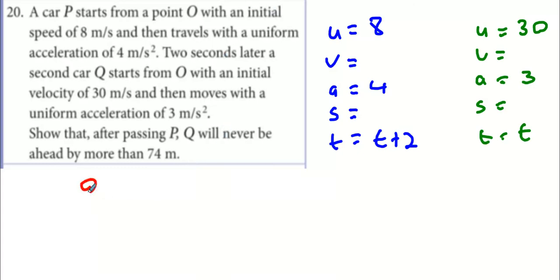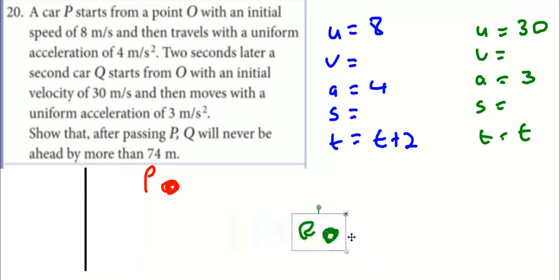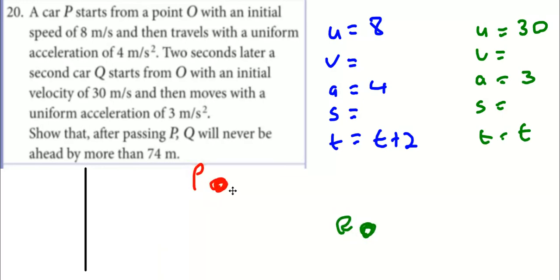think of it like this. That's P, and this is Q. P moves off with a 2 second head start. And then what happens with Q? As P is moving, what's Q going to do? Q is just going to go right by it, isn't it? Okay, Q is going to go right by it. And it's going to continue to go by it until what happens? It's going to continue to extend its gap until what happens?